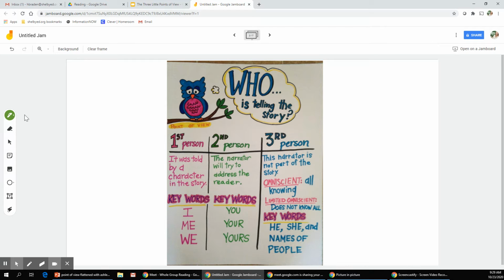If you see dialogue, the dialogue is not going to help you find the point of view, because the characters are talking to each other. The narrator is not talking. So you have to cross out the dialogue. Ignore all those words, and look for pronouns. Those key words are: I, me, we, you, your, yours, he, she, and names of people.